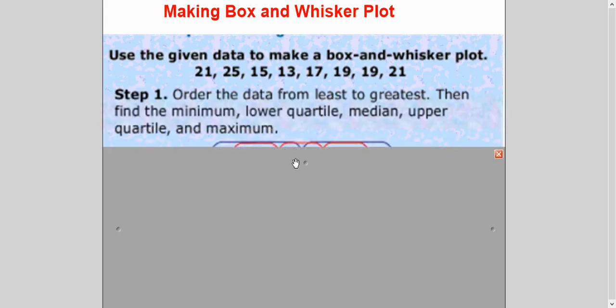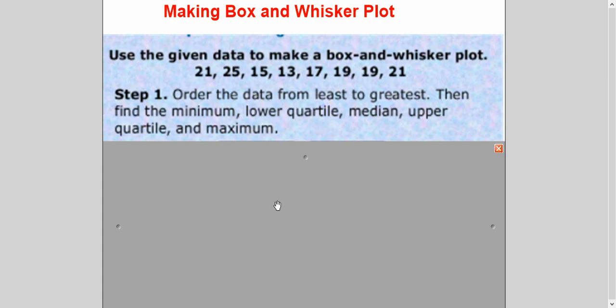So let's see this example first of all. In this example, the data is given to you. It is not told to you what it is. You have to find out quartile, median, upper quartile, and lower quartile, and maximum minimum point. That I can see very easily from here because data is very small. The minimum value is 13, the maximum value is 25.